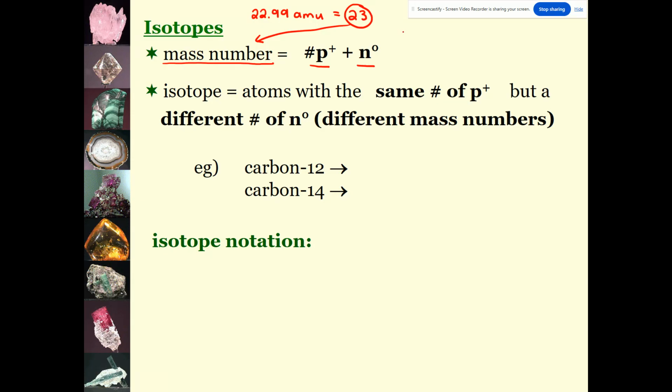Okay? Now, when you're trying to find the number of protons that an atom has, it is always the atomic number of an atom. Sorry, sometimes my pen makes these lines while I'm writing. It is the atomic number.